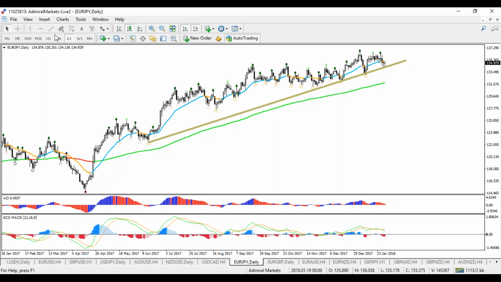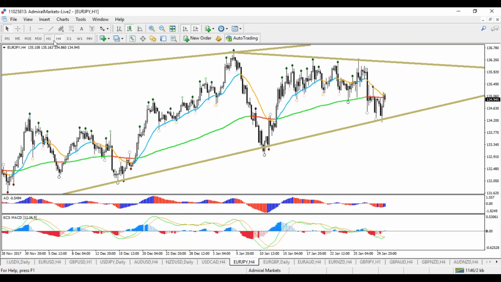It's getting kind of stuck. No matter how you draw these trend lines, it is currently not very trending or any range. We had a pretty big range prior to that too, just a small upside, downside, and then again a range. Euro yen, tricky pair at this moment.